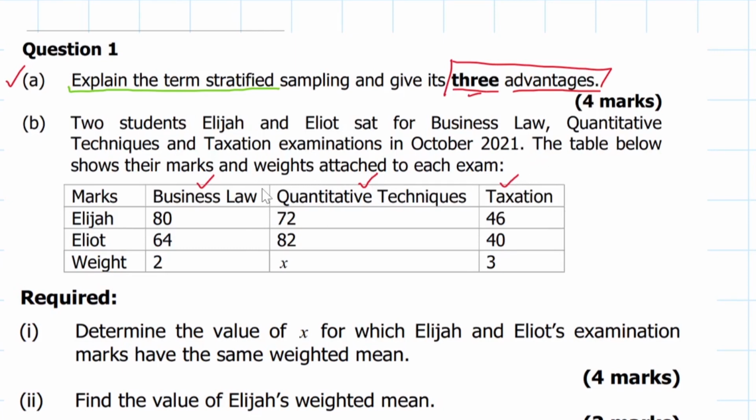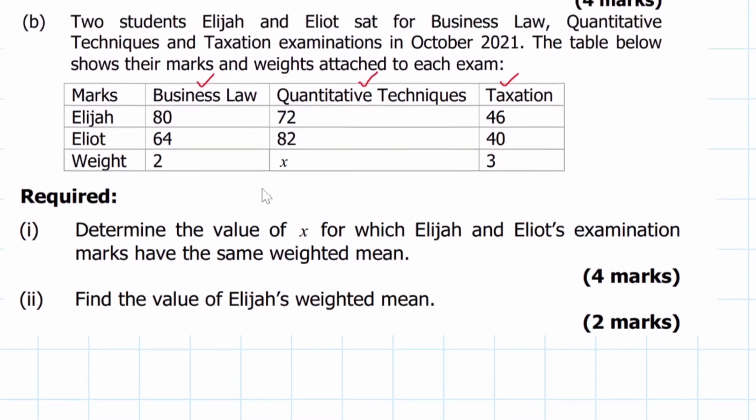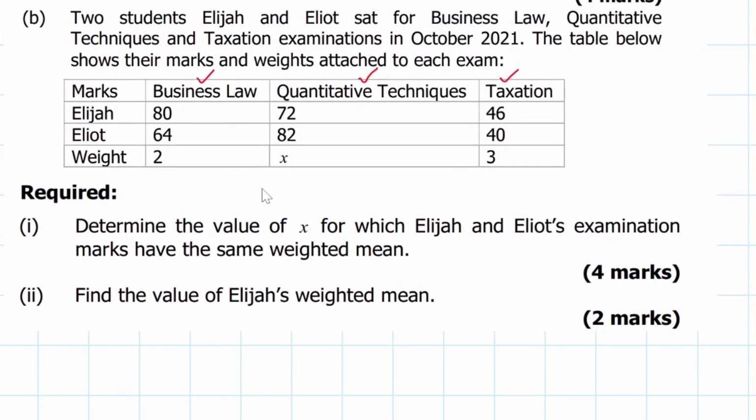So as you can see, there it is. It's showing their marks. So they're asking us in Roman 1 here, determine the value of x. The value of x is right here. The value of x for which Elijah and Elliot's examination marks have the same weighted mean.